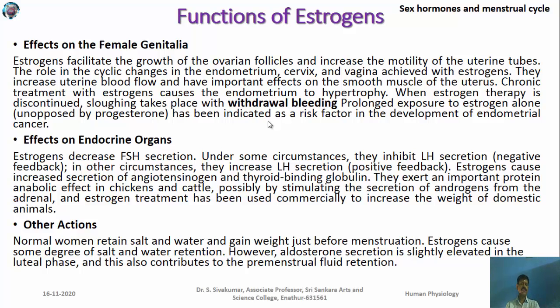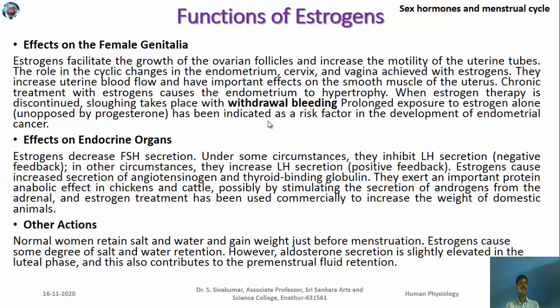For example, estrogen decreases FSH secretion and inhibits LH secretion. At some time, it increases LH secretion. That is known as positive feedback. When it inhibits LH secretion, it is called negative feedback. Estrogen causes increased secretion of angiotensinogen and thyroid binding globulin, so it will have an effect on other hormones also, like thyroid.